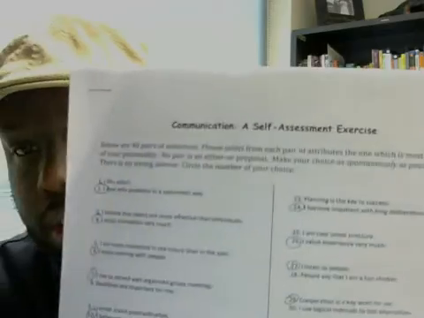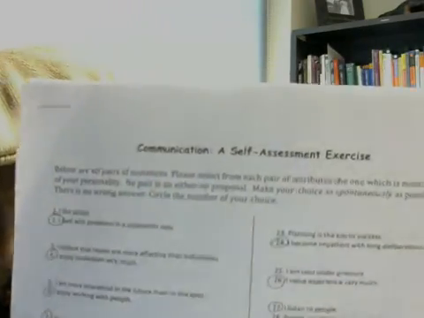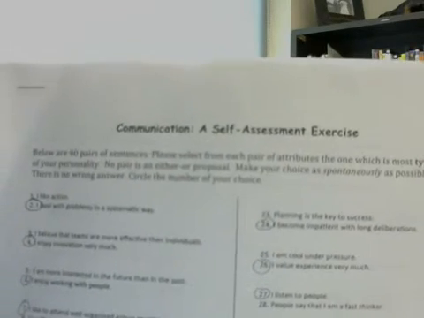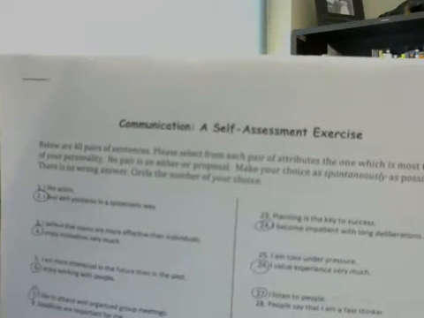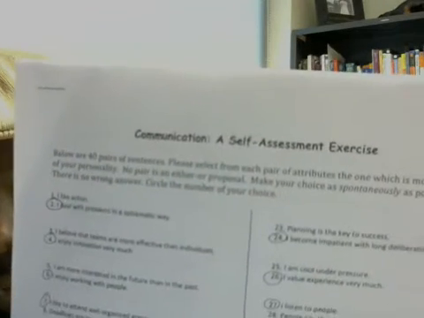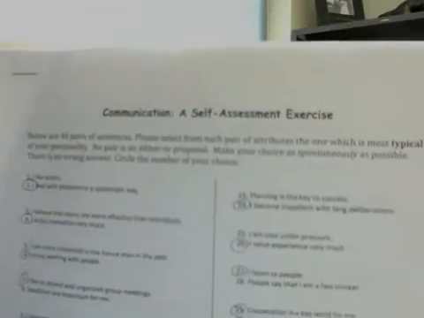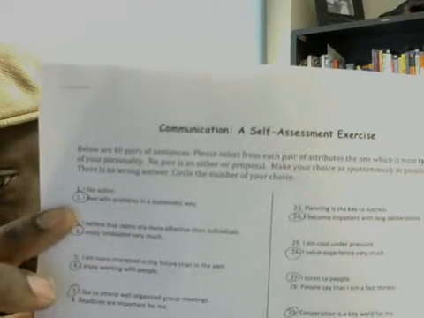So on the pair, you can see I did my own, and on the first question it says I like action, and it says, I deal with problems in a systematic way. So the one that best describes me, I mean, I do like action, but the one that speaks to me more is the fact that I like to solve problems in a systematic way. So I went ahead and I circled that number. Okay, does that make sense?